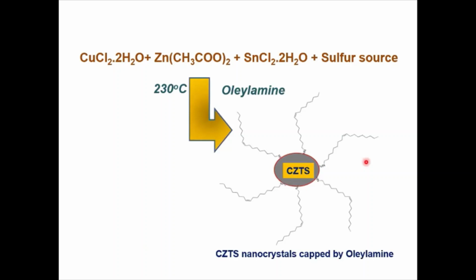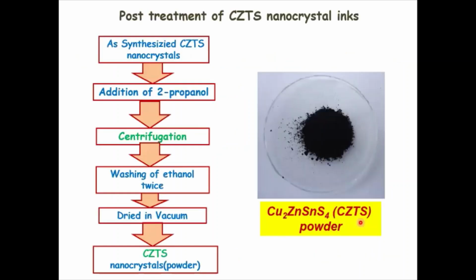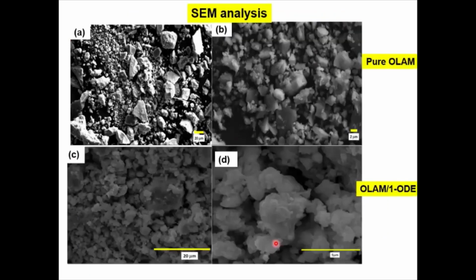Again, this oleylamine is a long chain. You have to make smaller chain polymers or surfactants for any applications. I will come to this part in a short while. We also made a ligand exchange for this CZTS, and also made it in powder form by centrifuging with propanol, then washing with ethanol and then drying. We made stoichiometric copper zinc tin sulfide powder for further applications.